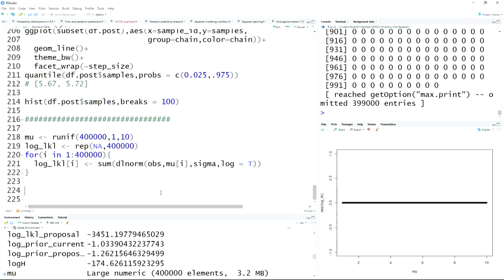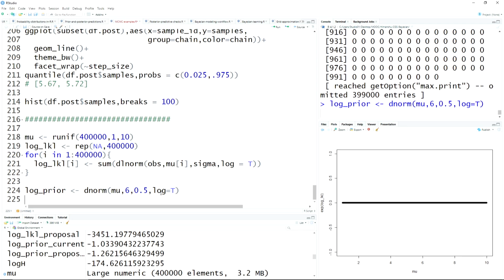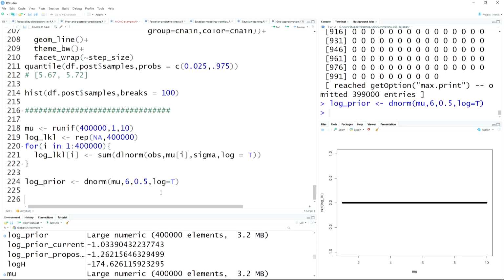Okay, now this is fine, we have calculated log likelihood. Now we also need log prior for each proposal. So how do we do that? We use dnorm because that was our prior. We will calculate it for each parameter mu with the mean 6, standard deviation 0.5, log equals to true. Okay, so we get log prior corresponding to each parameter, each sample.